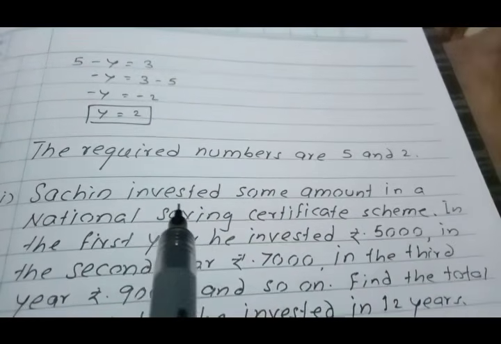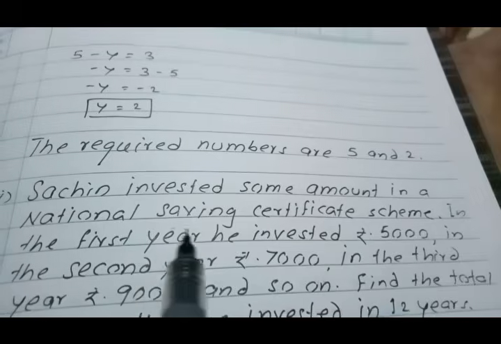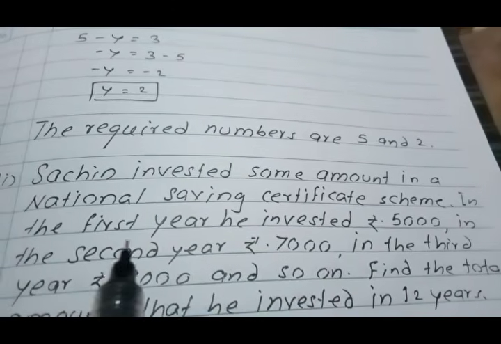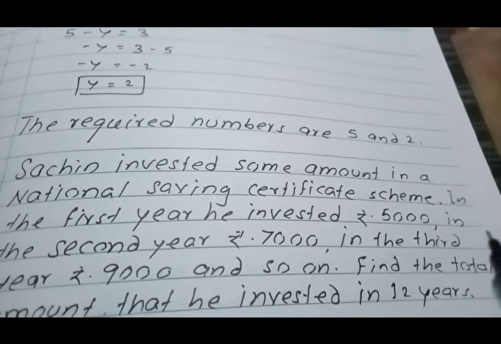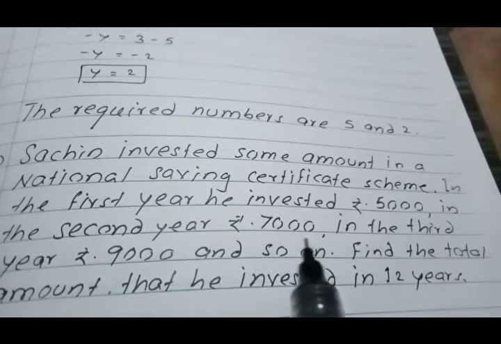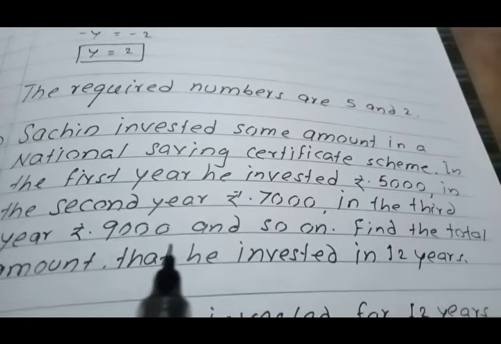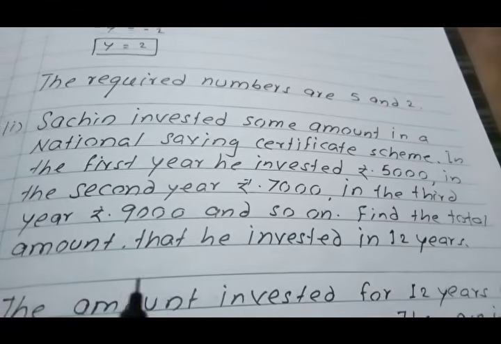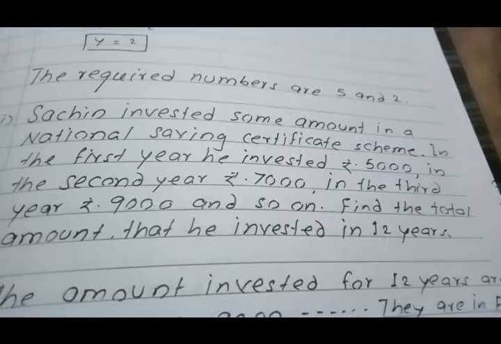Question 2. Sachin invested some amount in a national savings certificate scheme. In the first year, he invested rupees 5,000. In second year, rupees 7,000. In third year, rupees 9,000, and so on. Find the total amount that he invested in the 12 years.